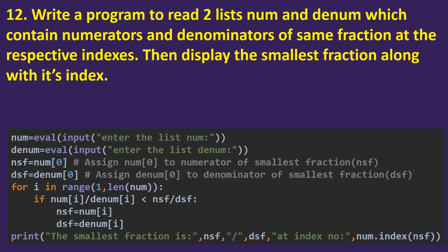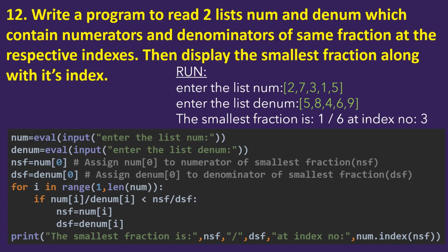Okay, now for the index number, you can use the index function to get the index value of that particular element. So once you run the program, it will ask you to enter the first list of numerators, that is, let's say 2, 7, 3, 1, 5, and the list of denominators is like this, having values 5, 8, 4, 6, 9. Both should be of the same length. Now the smallest fraction is 1 divided by 6, and this is at index number 3.